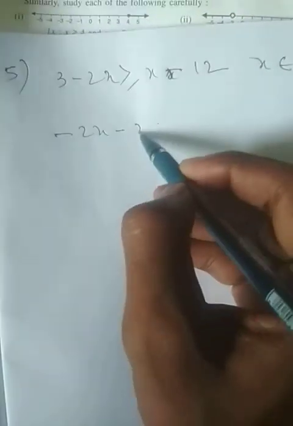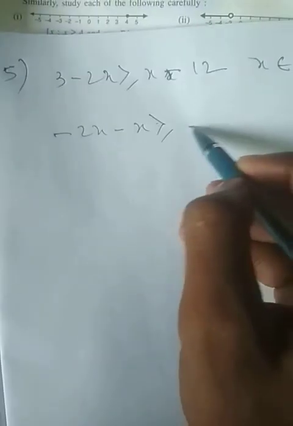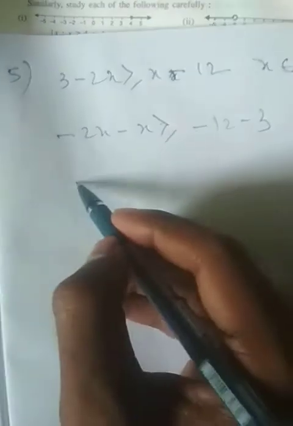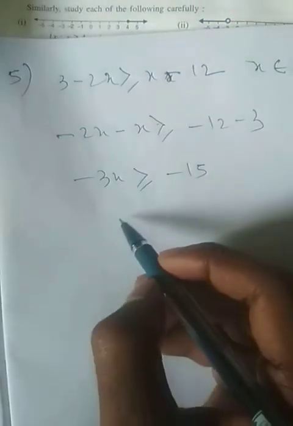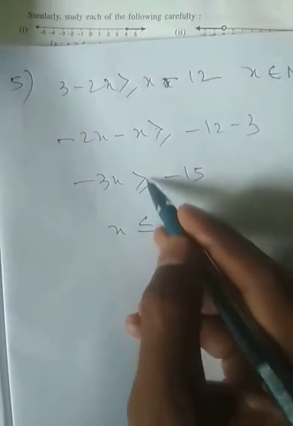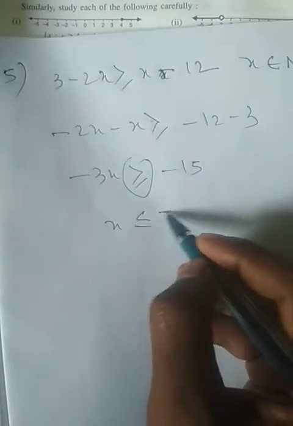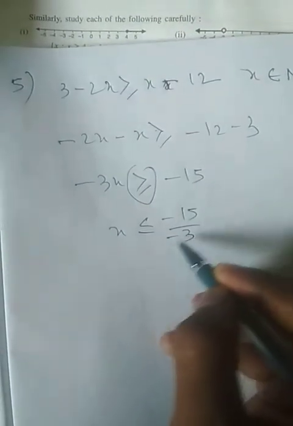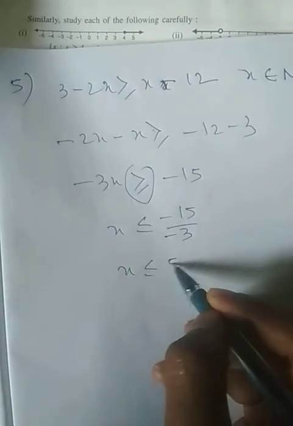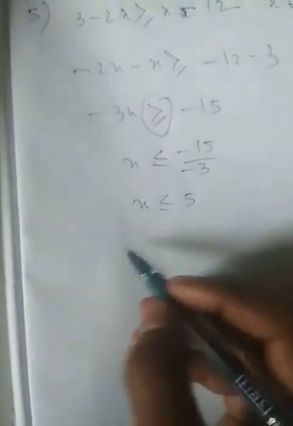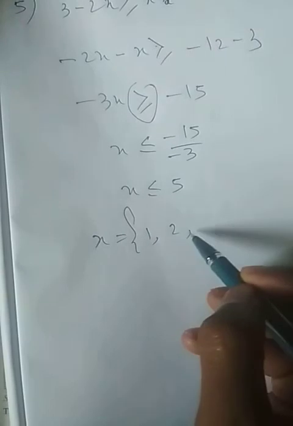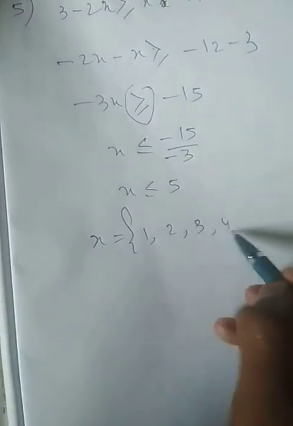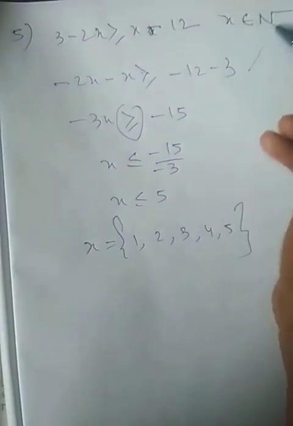Minus 2x minus x greater than or equal to minus 12 minus 3. So that becomes minus 3x greater than or equal to minus 15. Again you have to change the sign, so that sign will be changed. So that is minus 15 by minus 3. So x less than or equal to 5 I got. So what set did I get? x is 1, 2, 3, 4, 5, as x belongs to natural number.